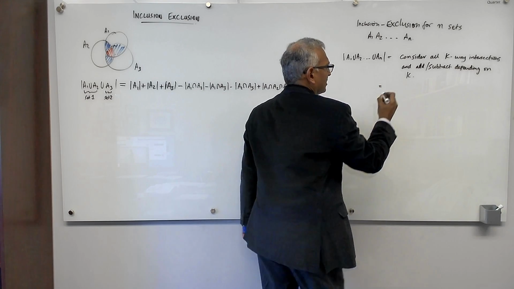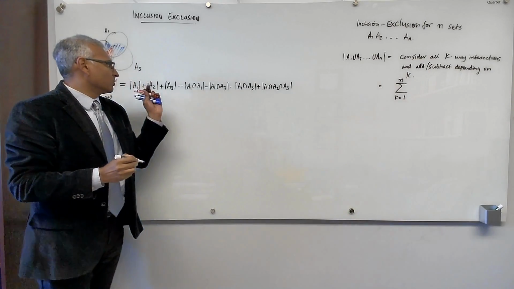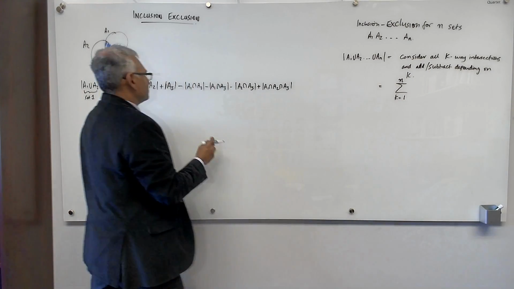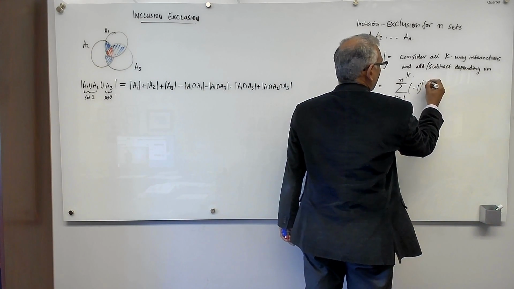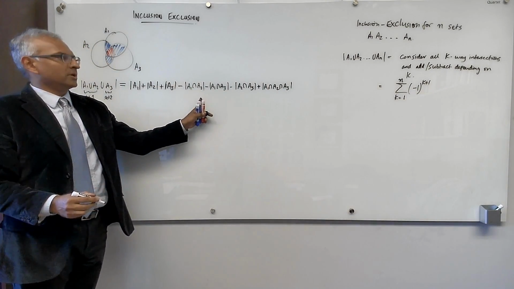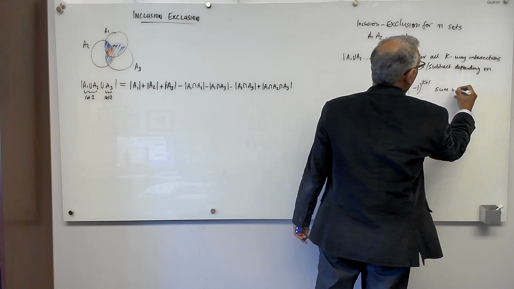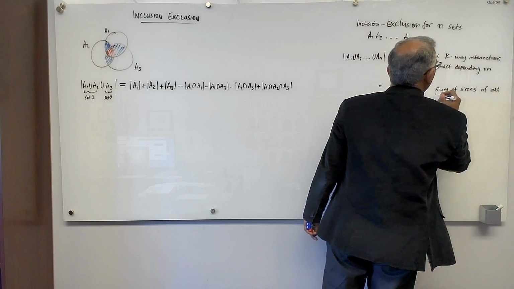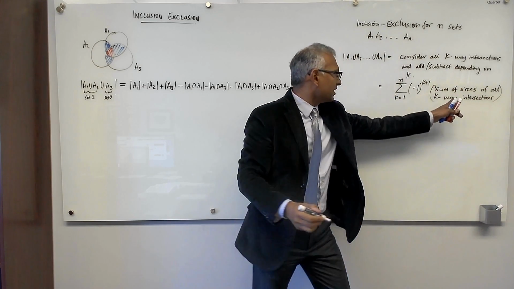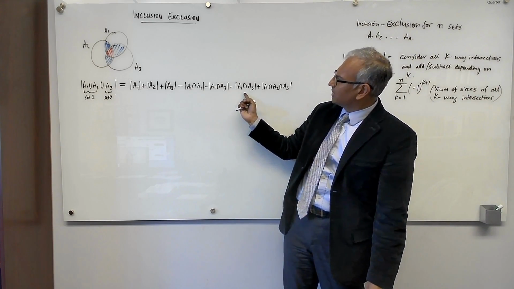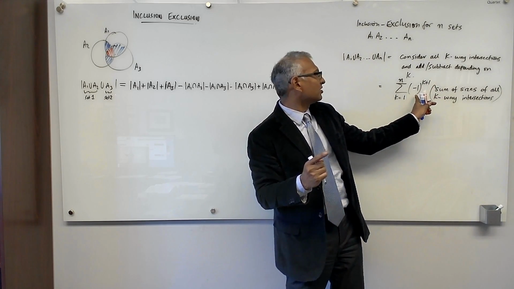We can write this compactly as the sum from k equals 1 to n. You start with the one-way intersections, then the two-way intersections, and so on. Because of this alternating sign, we need something like -1 to the k, well, actually -1 to the k plus 1. The one-way you add, the two-way you subtract, the three-way you add, and so on, of the sum of sizes of all k-way intersections. So you get the sizes of all the two-way intersections, the three-way intersections, and you add or subtract depending on the sign of -1 to the k plus 1.